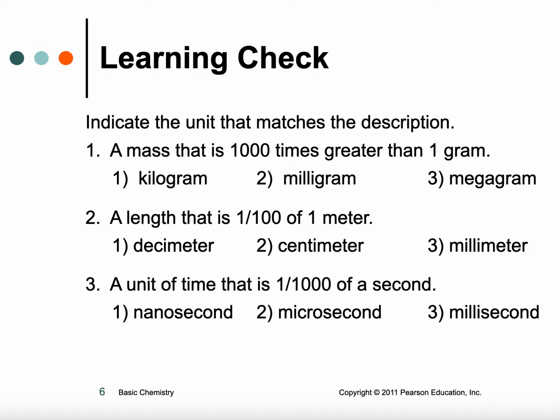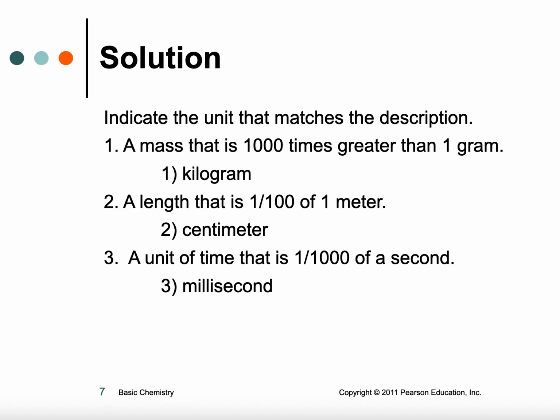A mass that's 1,000 times greater than a gram is a kilogram. 1/100th of a meter is a centimeter. 1,000th of a second is a millisecond. All right, that's what all these prefixes are.